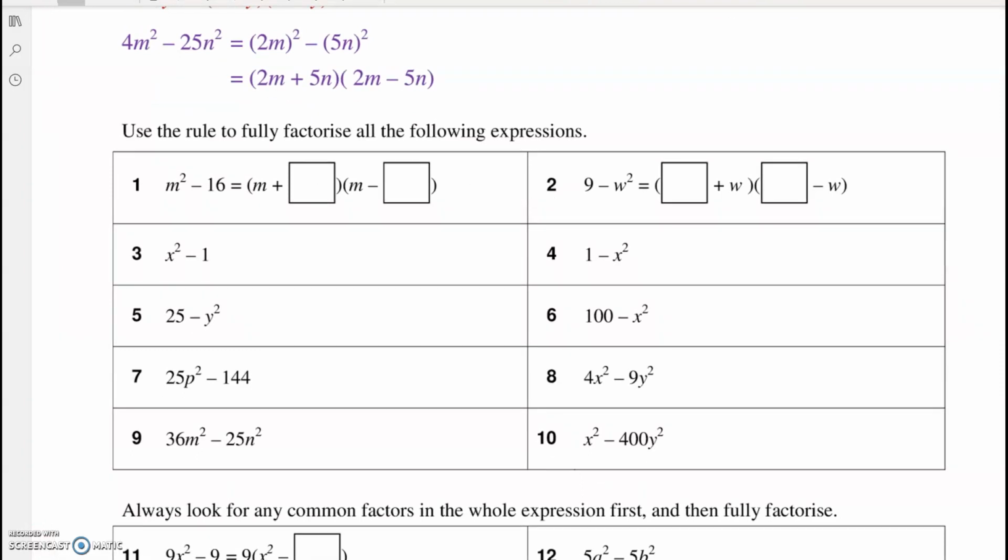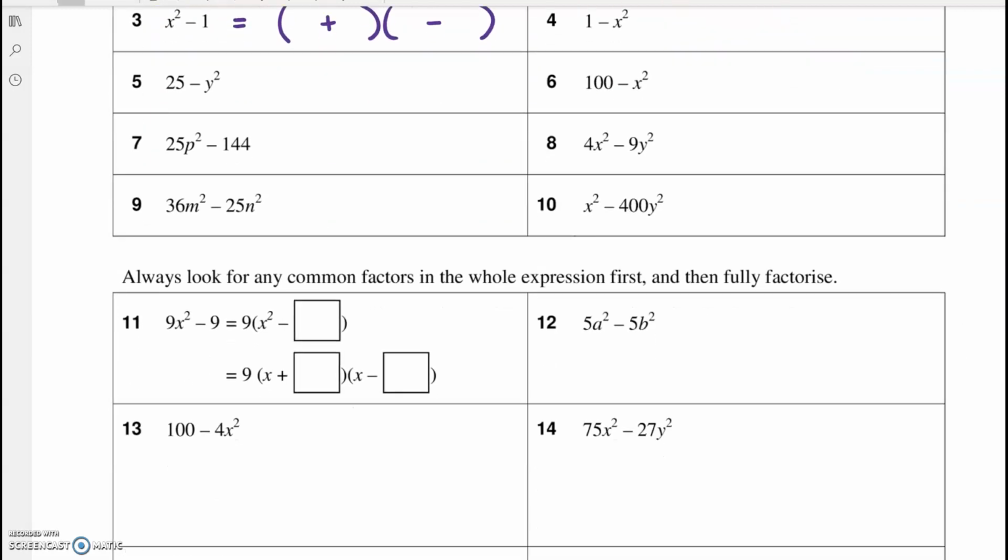We've got m squared minus 16 equals. We have a perfect square minus another perfect square, so the square root of those go in the brackets. They've already put the m, so the square root of 16 is 4. One bracket's plus 4, one bracket's minus 4. Number 2, you've got a perfect square minus a perfect square, so the square root of each will go in the brackets. Square root of 9 is 3, so 3 at the front of the bracket, and the square root of w squared, which is w, at the end. As you go through these, if you realise you've got a perfect square minus another perfect square, set up your brackets, plus and minus, and put your square roots in.